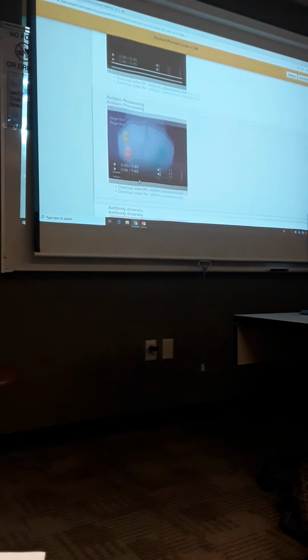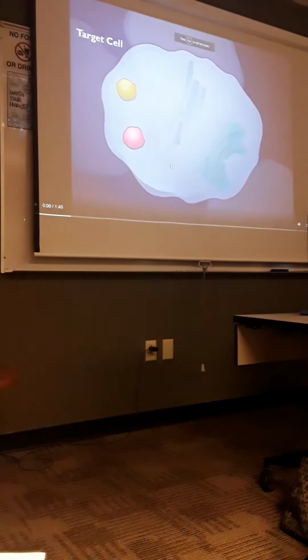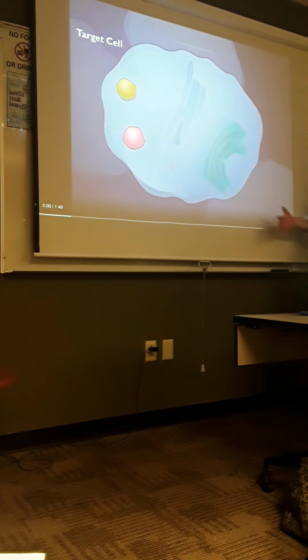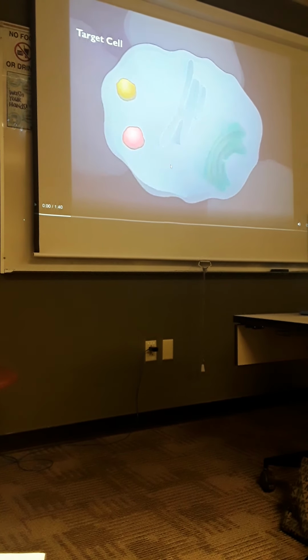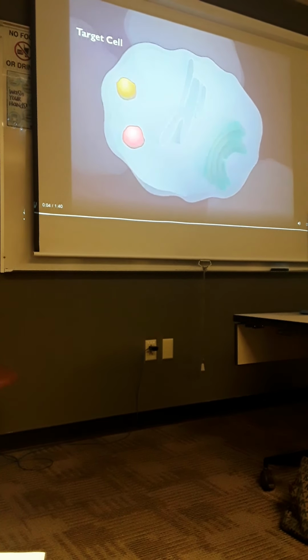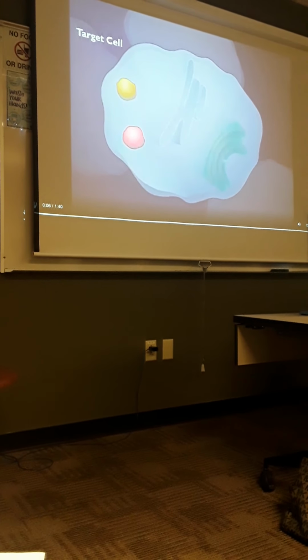Now you have this one where I said where antigens are processed, okay? Where the antigen is taken up into the cell, and then it has to be processed and then presented on the surface of the cell. Antigens are processed differently, depending on whether they originate within or outside the cell.